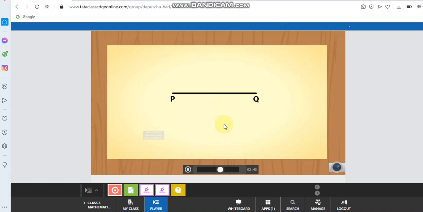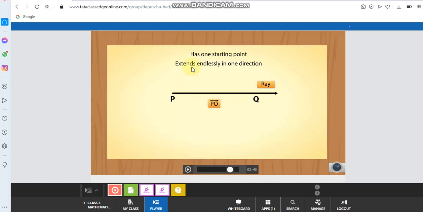Now if we extend line segment PQ in one direction endlessly, we get a ray. The arrow on the ray indicates the direction in which the ray is extending. So a ray has one starting point and keeps extending endlessly in one direction. A ray is named by its starting point first and then any other point on the ray. Here the starting point is P and Q is any other point on the ray. So we can name this ray as PQ and denote it like this.